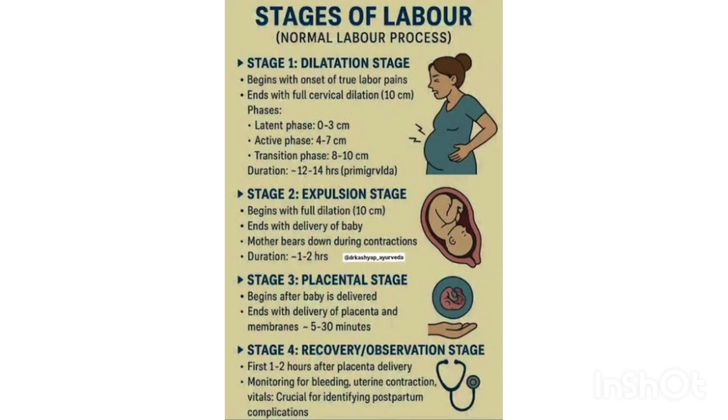The next one is the expulsion stage, where the baby is delivered. That one happens when the cervix is fully dilated, which is 10 centimeters, when you can put 4-5 fingers successfully into the vagina. At that stage, you may see crowning, where the baby's head is already showing. The placenta stage is the other one, and it happens after the baby has been delivered successfully.